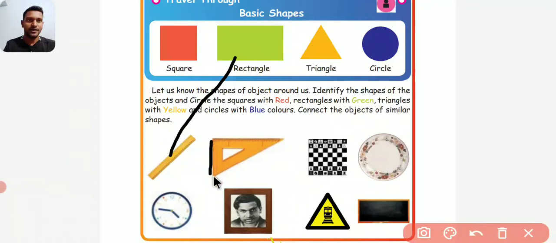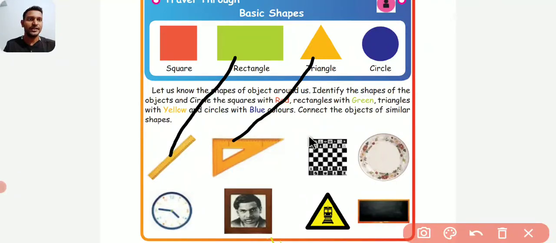And you see this object, how many sides does it have? 1, 2, 3. Which shape has 3 sides? Triangle has 3 sides. Therefore this object looks like a triangle shape.